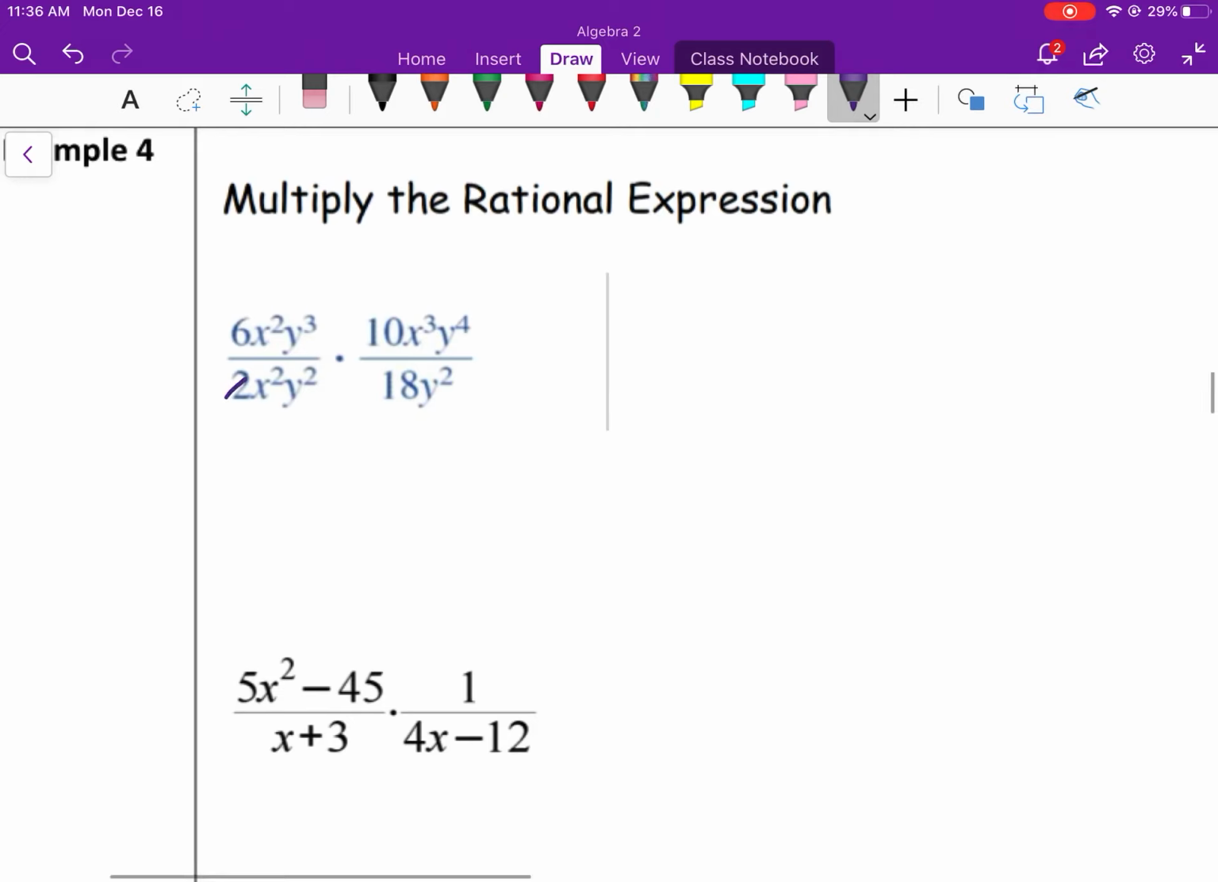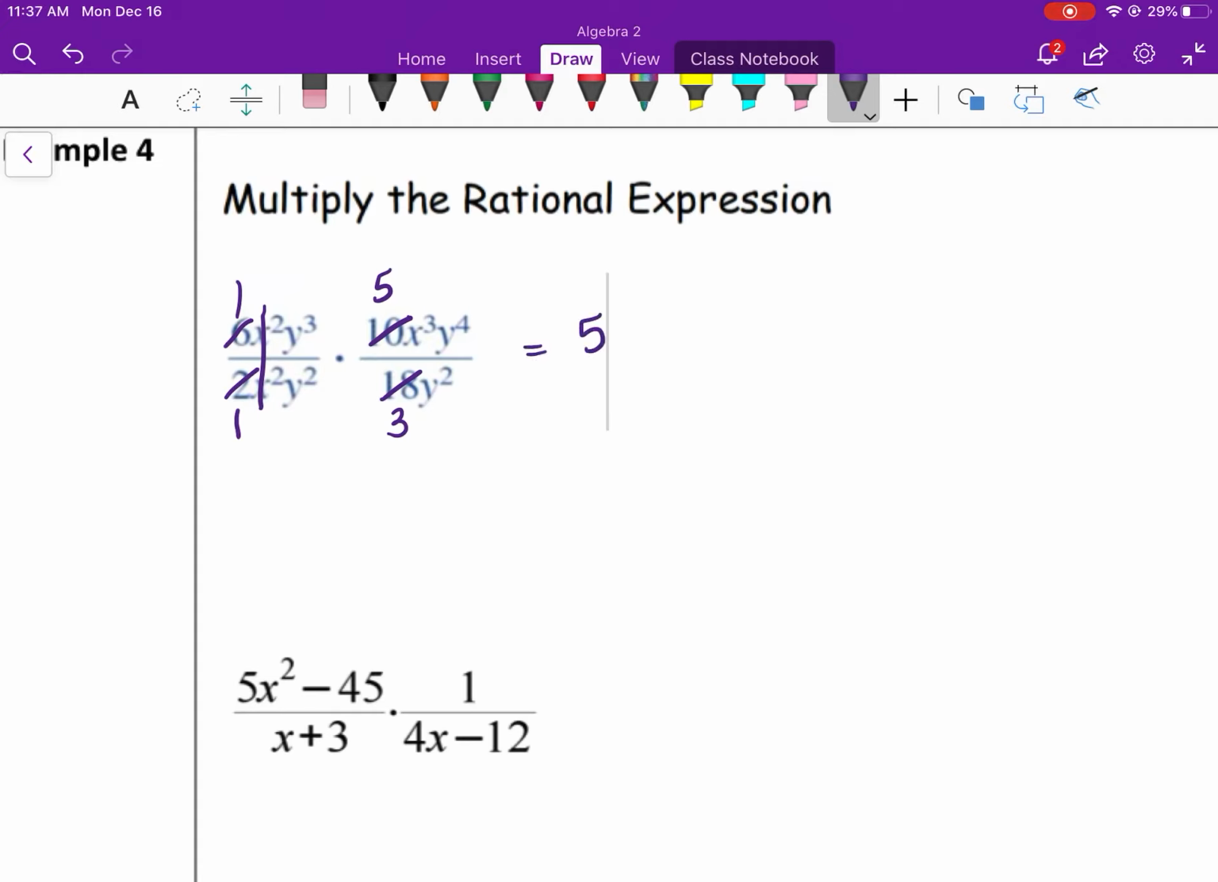So like 2 and 10. 2 divided by 2 is 1, and 10 divided by 2 is 5. So I can simplify that. 6 and 18 are both divisible by 6. So I can divide this by 6 and get 1, and 18 divided by 6 is 3. The only other thing I see right away is x squared divided by x squared is 1. So I'm going to simplify that. There is some more simplifying that you could do, but just to make sure my work doesn't get too messy, I'm going to multiply across now.